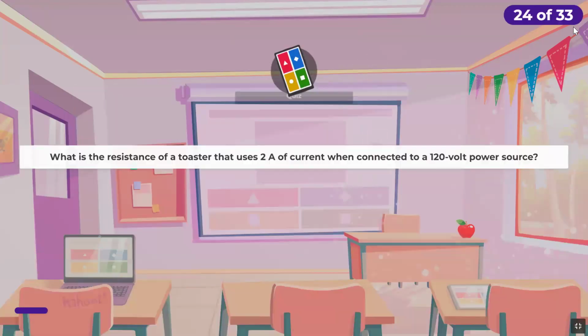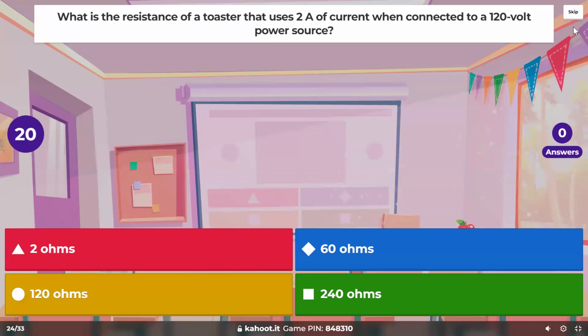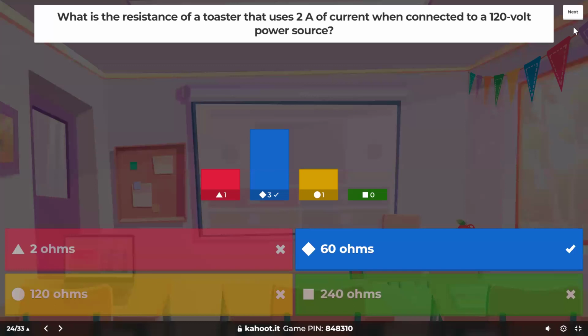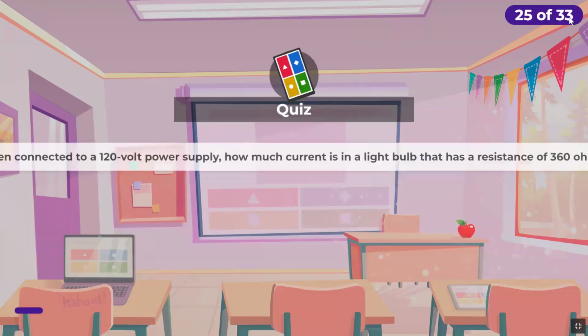What is the resistance of a toaster that uses 2 amps of current connected to a 120 volt power source? V equals IR, R equals V over I. What's 120 volts divided by 2 amps of current? 60 ohms. Okay, yeah, that's Ohm's law, just a rearrangement of that.